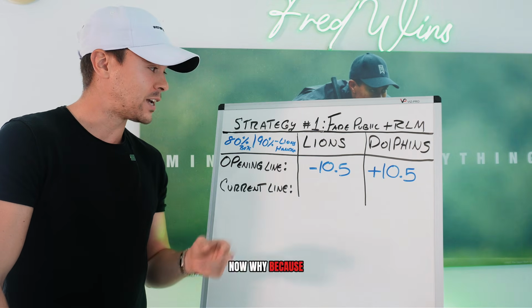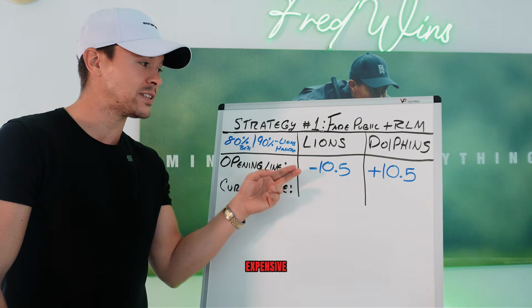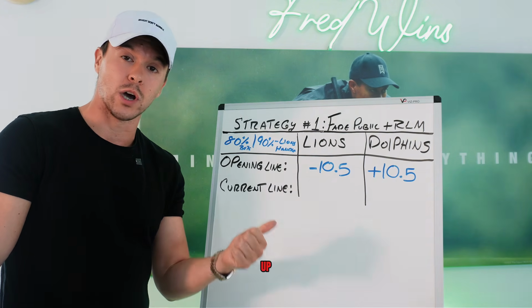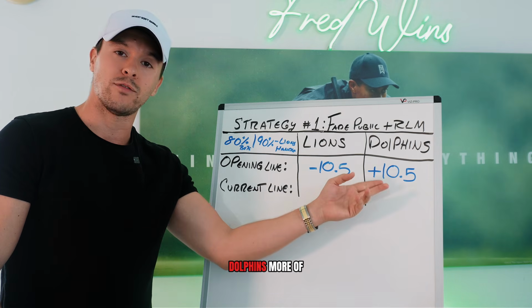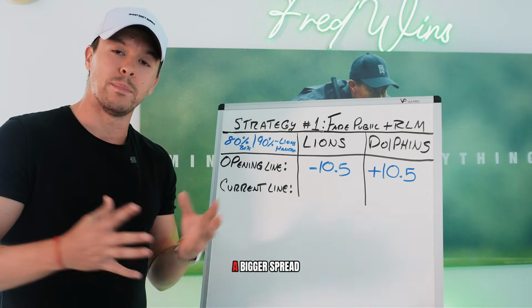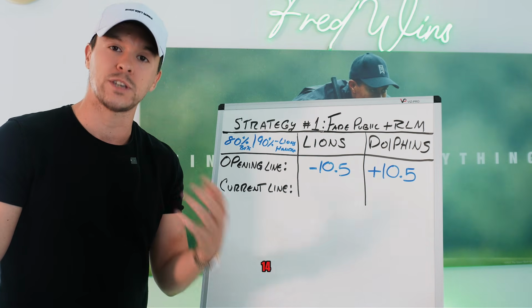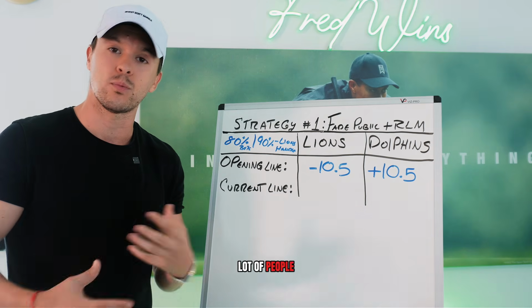Now, why? Because as you make the Lions more expensive, you make the Dolphins a little bit more appealing. They're underdog, the money line goes up. But more importantly, you're giving the Dolphins more of an opportunity to cover a bigger spread. And if it goes up to 12.5, now a lot of people are going to buy it to 14, which is 2 touchdowns, and a lot of people are going to like that.